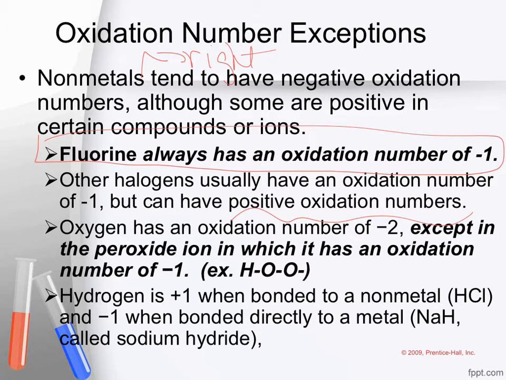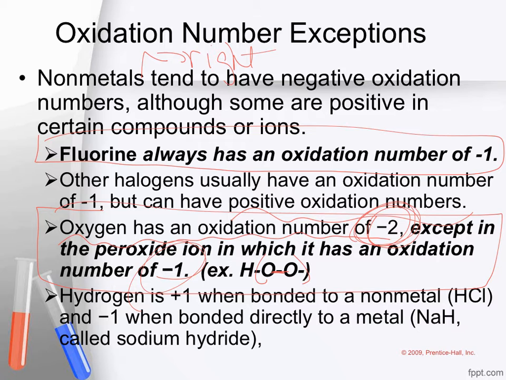Here's probably the most important rule of all of them. Oxygen almost always has an oxidation number of -2. That's really important to know because that's usually how you get started assigning oxidation numbers. There is one exception. If you have a peroxide, which is an oxygen-oxygen single bond, the oxygens only have an oxidation number of -1. I will not test you on that, but it's something that could conceivably show up on your final.